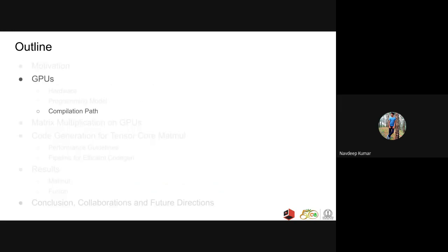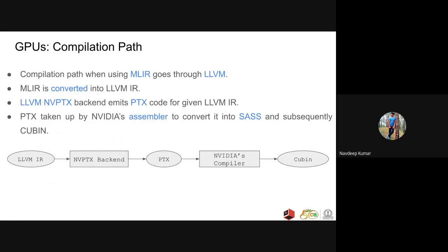The last thing we'll discuss about GPUs is the compilation path we take when doing code generation from MLIR. MLIR relies on the LLVM infrastructure to generate the actual code. Once you are done applying all the optimizations and transformations on MLIR, you convert your MLIR to LLVM-IR. This LLVM-IR is given to the NVPTX backend in LLVM, which emits the PTX code. This PTX code is given to NVIDIA's assembler that converts it into SASS, and subsequently you get a CUDA binary to execute on the GPU.